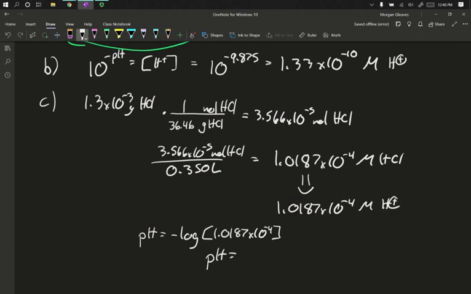The pH for this solution should be 3.992, and realistically, we had 2 sig figs, and so at the end we should get 2 sig figs. So this should round to approximately 3.99 for its pH.